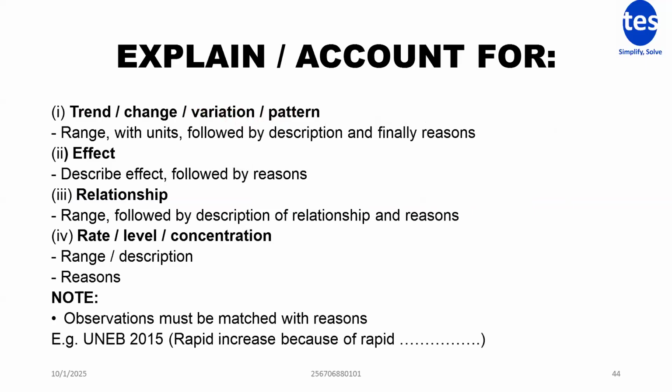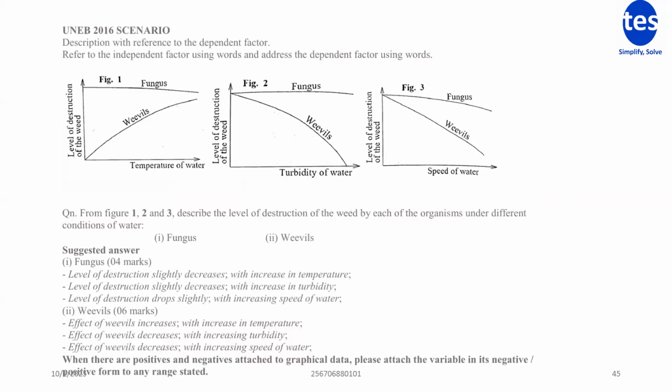Okay, so this was just an overview of some of the graphs. For example, the scenario of 2016. This one gives us a clear picture for people who ask what to do if the x-axis is not labeled. I've shown you how we could handle it. For example, if they ask you, from figure 1, describe the levels of destruction of the weed by each of the organisms under different conditions of water.